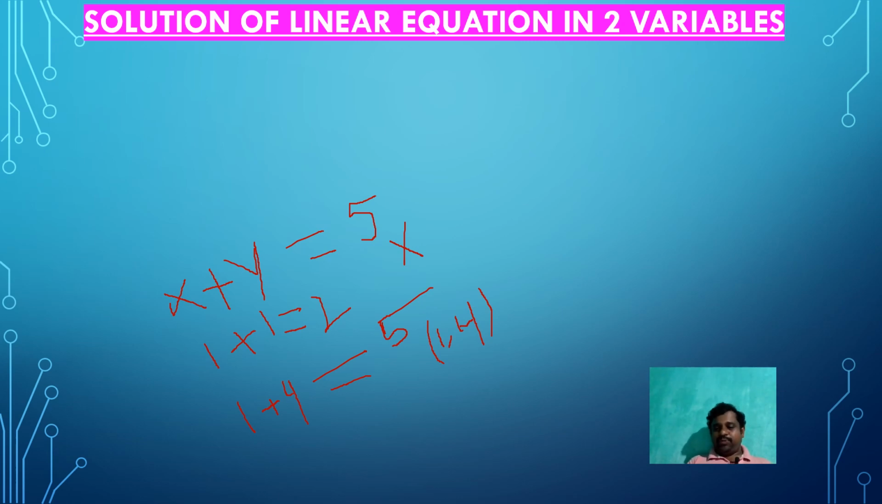This is 1.5, this is 3.5. This is 0.5, this is 4.5. How many solutions for a linear equation? Clearly we know x plus y is equal to 5 represents a straight line. So a straight line has infinitely many points on it. So each point of a straight line is a solution of that equation. So a linear equation has infinitely many solutions.